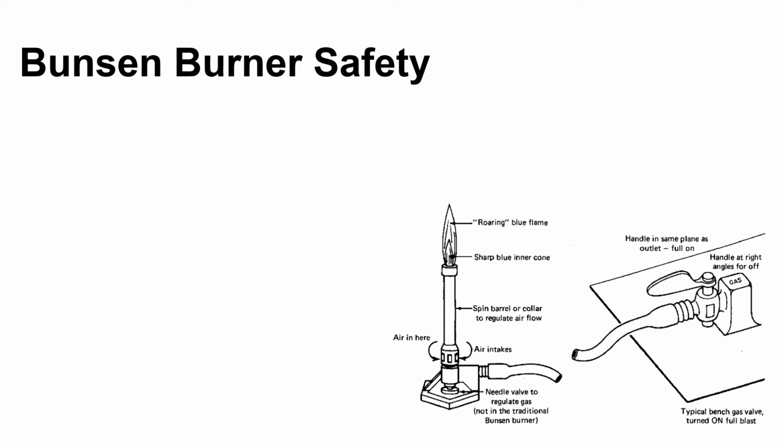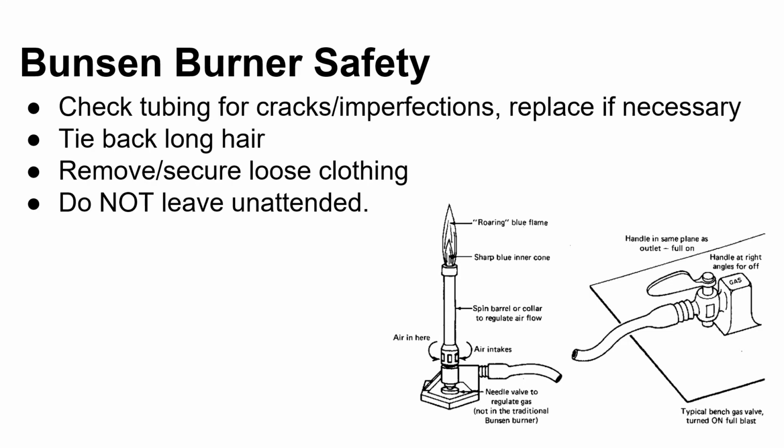So just some notes about Bunsen burner safety for your knowledge. It's always important to check the tubing between the burner and the gas valve for any cracks or imperfections, because you don't want any gas escaping, which could potentially catch on fire in your hood and in the air, so that wouldn't be good. And to secure all your loose clothing, long hair, things like that, that you don't want catching on fire, and to always pay attention when you have it lit. Don't leave it unattended.